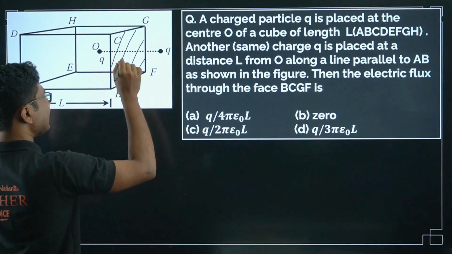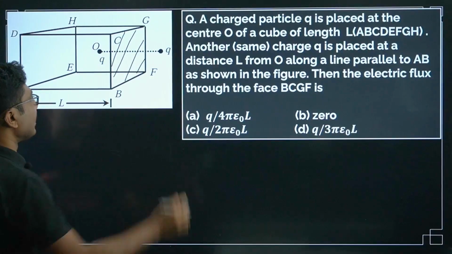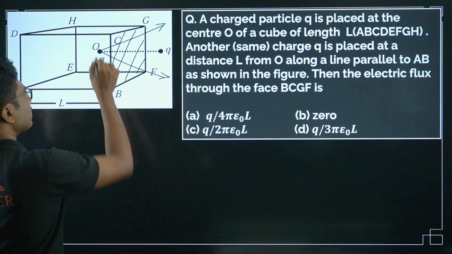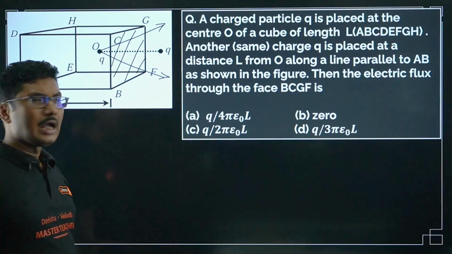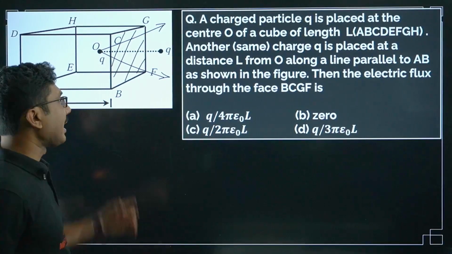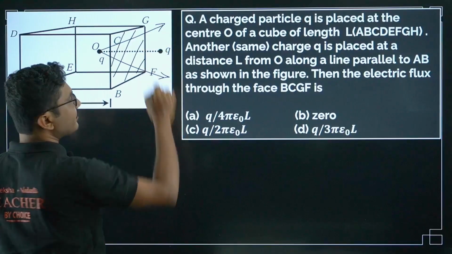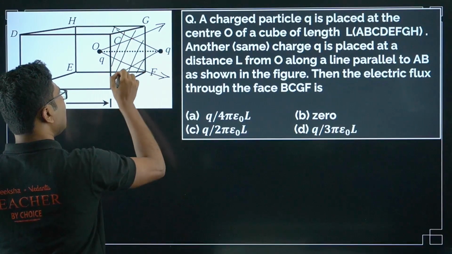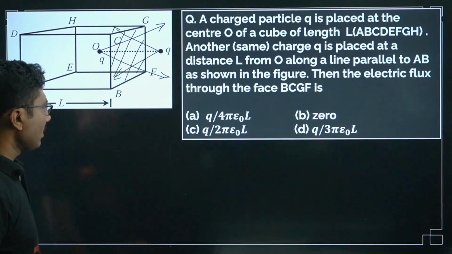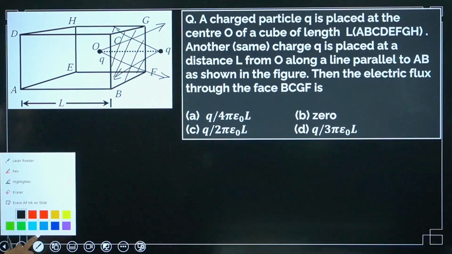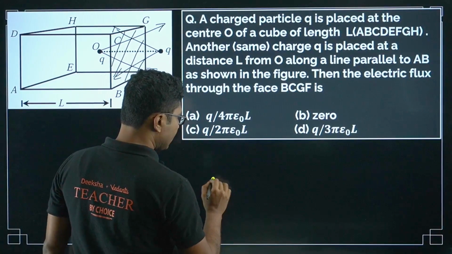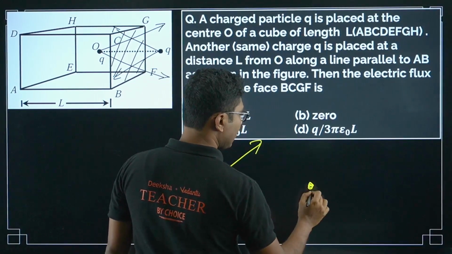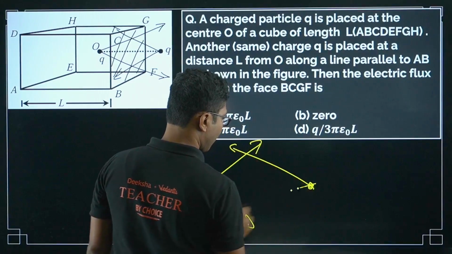So the flux means if there is a charge over here, then there will be an electric field. This is a positive charge, so all the electric field will be in the outward direction, right? And because of this Q also there will be electric flux, but this is also in the outward direction. So due to this positive charge it is in this direction, and due to the second charge it is in the opposite direction.